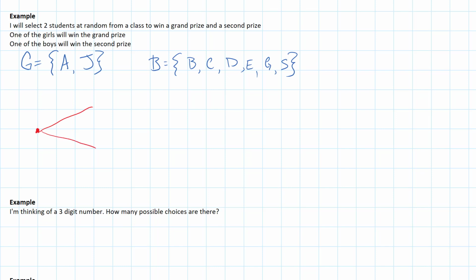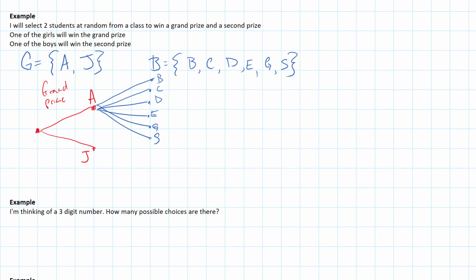On our first pick for the grand prize, I have two possible options. So this is the grand prize. Either A could win, or J could win. Those are my only two possible outcomes. If A wins the grand prize, there's another combination that could happen here. We could have B win, or C, or D, or E, or G, or S. And those are my possible outcomes.